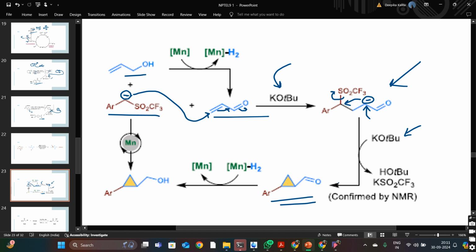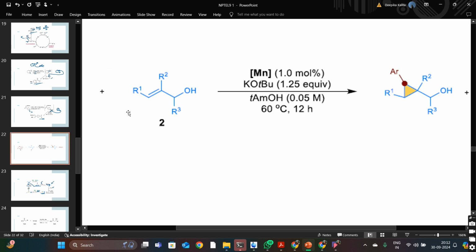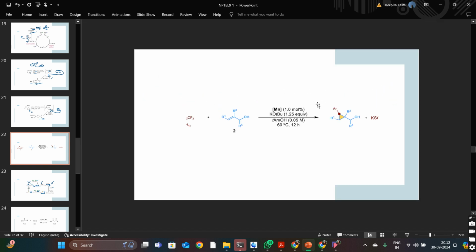Okay, and at the end, the regeneration of the manganese catalyst will take place. The manganese hydride that we got in the very first step of the reaction is now going to reduce the aldehydic functionality back to alcohol. Okay, so this is how at first our alcohol is oxidized, and at the end it is again reduced after the cyclopropanation step. So this is an uncommon reactivity of the manganese metal which is acting in this particular reaction.